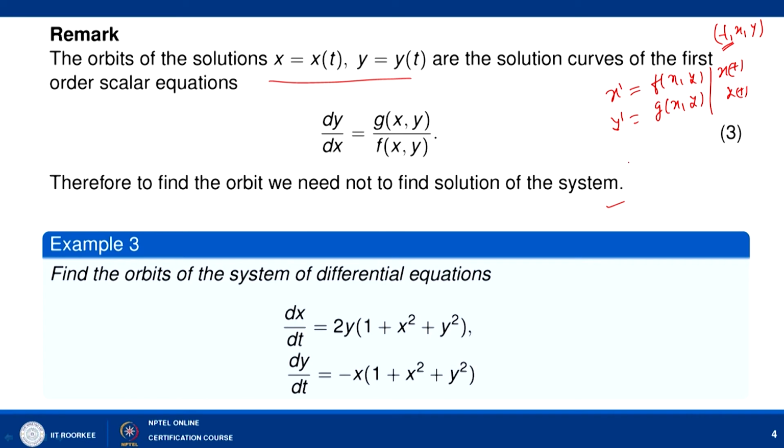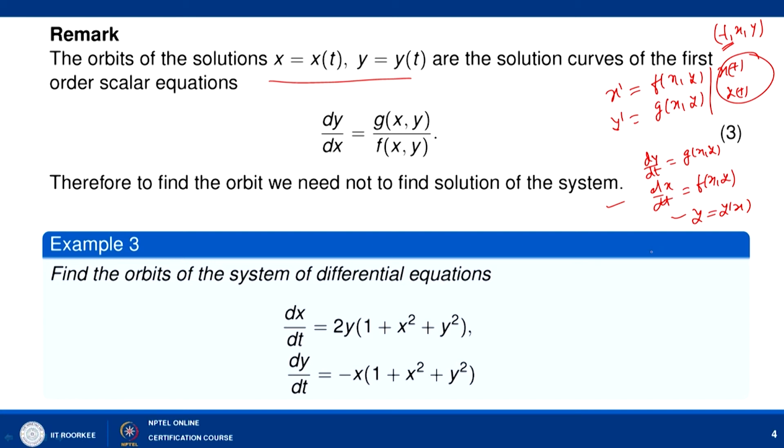Now, we have dy/dt equal to g(x, y) and dx/dt equal to f(x, y). We can consider that y is a function of x when we consider the orbit. So, the orbit is the relation between the solution components. When we say that we are finding the relation between x(t) and y(t), it means that we are assuming that either y is a function of x or x is a function of y. So, without loss of generality, let us assume that y is a function of x here.